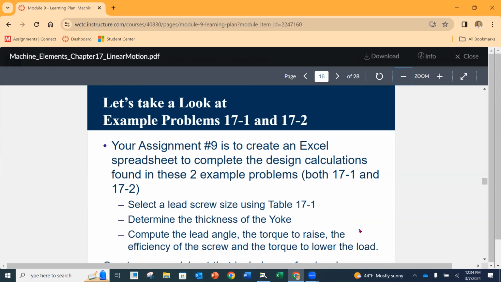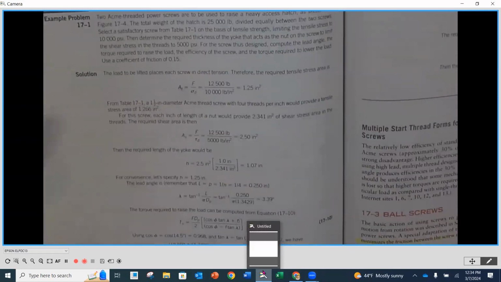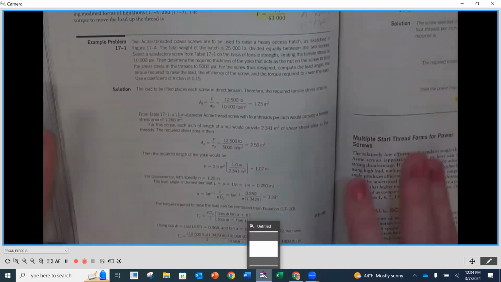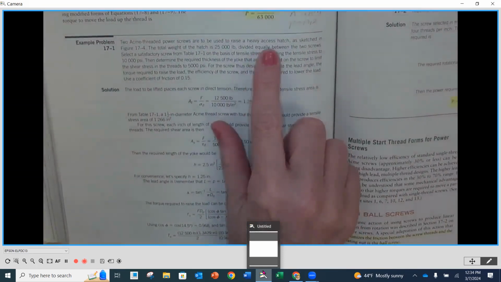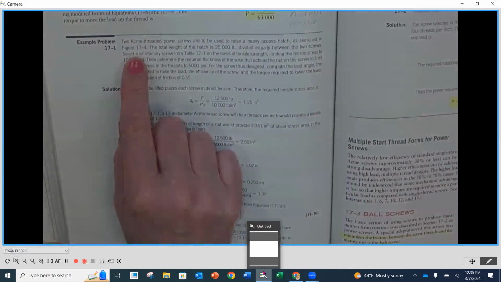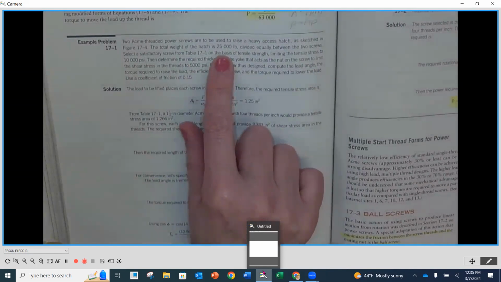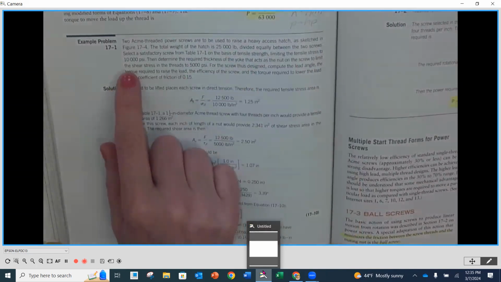Okay, so let's read the problem statement, but then you get to, after we get done going over this chapter, write the Excel spreadsheet for this. What's nice about this book is the examples are always nicely laid out, and then you have the answers as you go. So it says there are 2 Acme threaded power screws that are to be used to raise a heavy access hatch as sketched in figure 17.4. That was the "you are the designer" that we looked at. The total weight of the hatch is 25,000, divided equally between the 2 screws. So each one of those screws is going to see half of that.